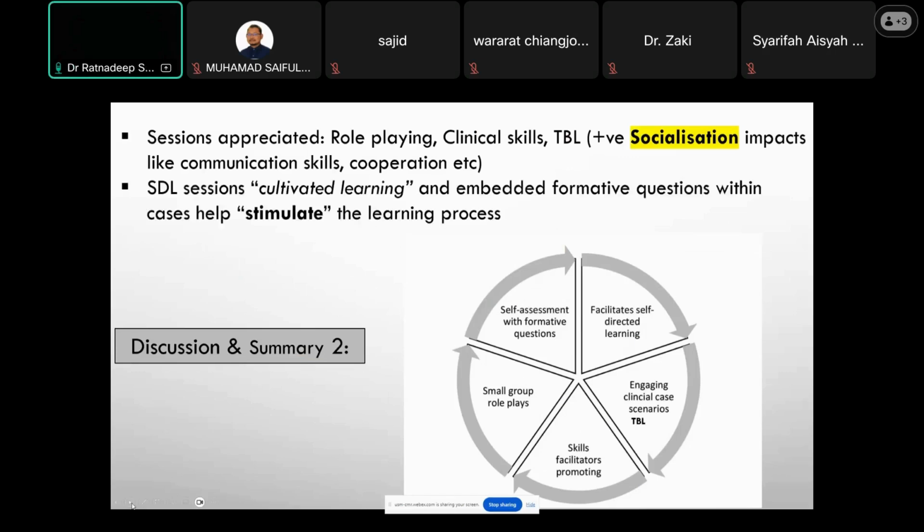The study also reported that resources provided by the MLE promoted self-directed learning effort of the students, because they perceive that these SGL sessions cultivate their learning. And questions from each case help in gauging their understanding and further learning. That means creating a kind of stimulating environment for their learning processes.